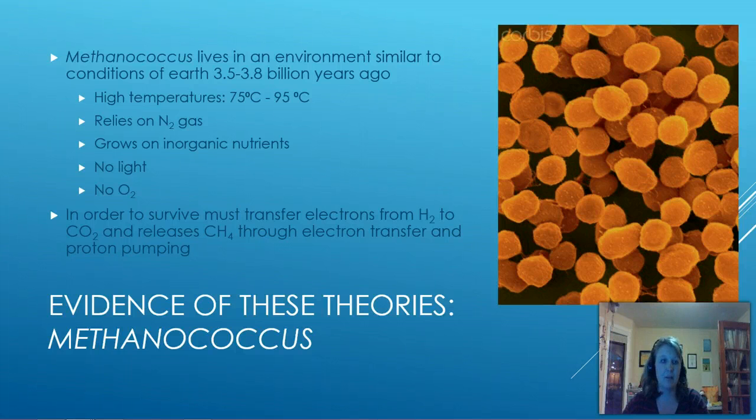And one example is Methanococcus. It lives in very high temperatures. It relies on nitrogen gas. It grows in inorganic nutrients. It doesn't need light. It doesn't need oxygen. A lot of what we think life on Earth looked like back then.